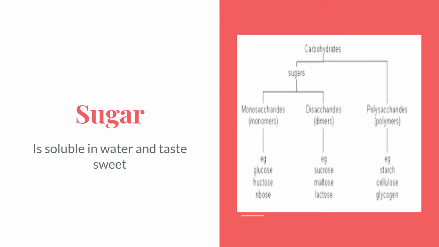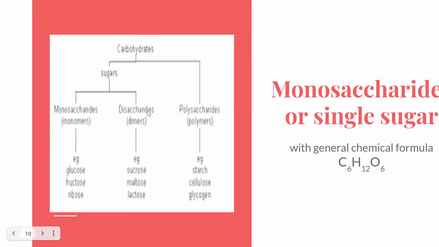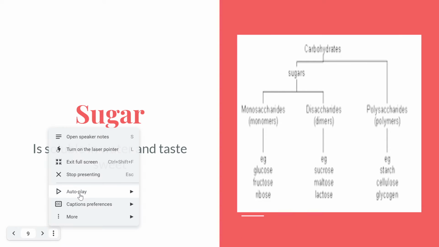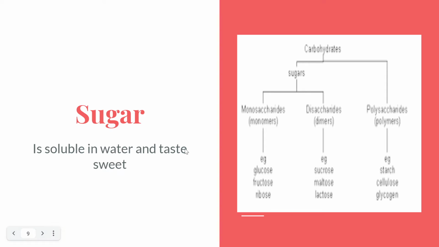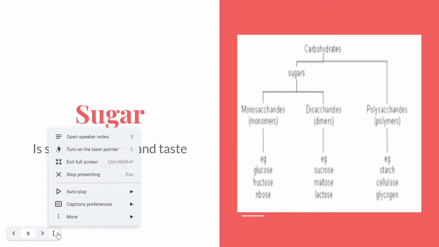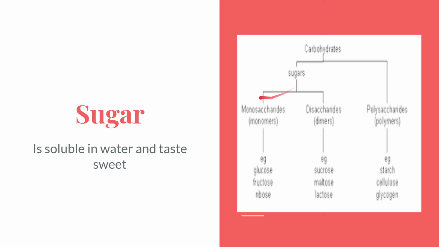So you can see that carbohydrates are of two types. Sorry, I meant yes, it is sugars. One of them is sugars, and we have sugars in two types: monosaccharides and disaccharides. Mono means one, so monosaccharides means one single sugar, and disaccharides means double sugar.